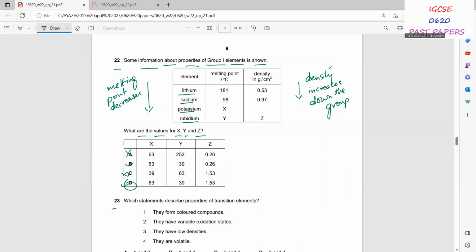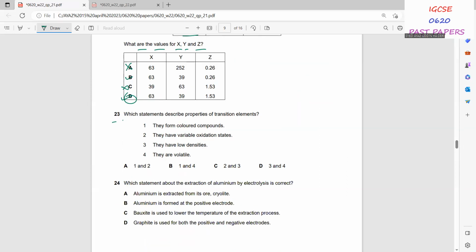Number 23. Which statements describe properties of transition elements? Number 1, they form colored compounds. This is correct. Number 2, they have variable oxidation states. This is also correct. Number 3, they have low densities. This is wrong. Number 4, they are volatile. This is also incorrect. They are hard. They do not evaporate easily. So only 1 and 2 are correct. A will be the right answer for this question.